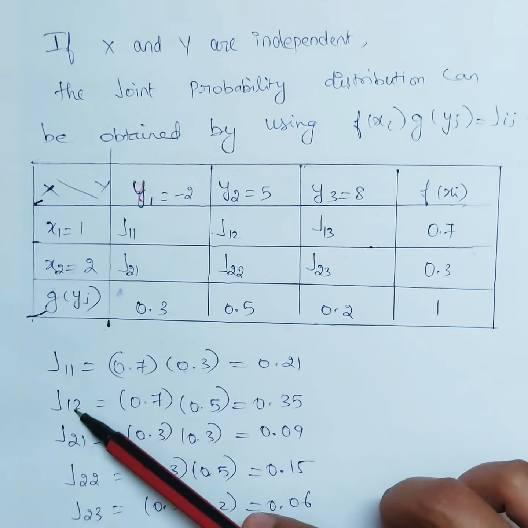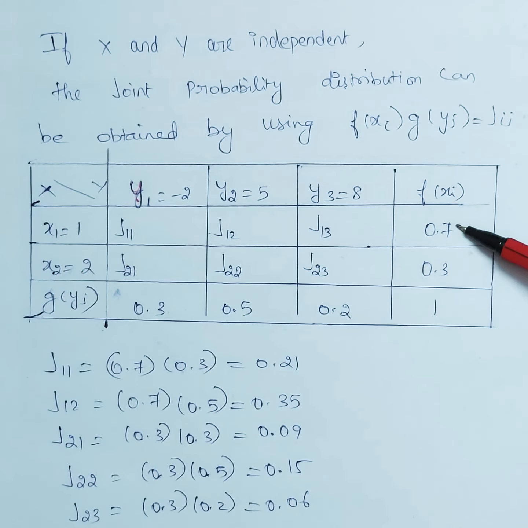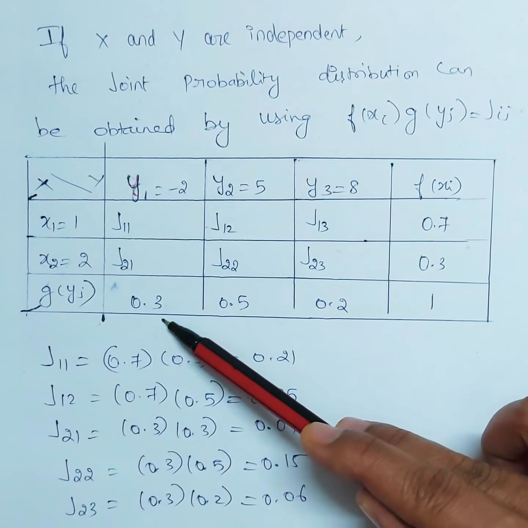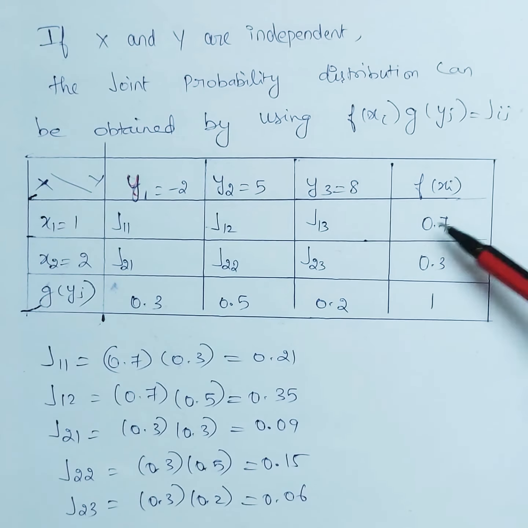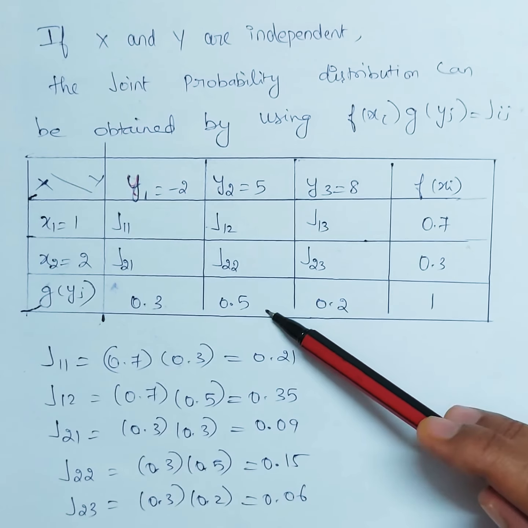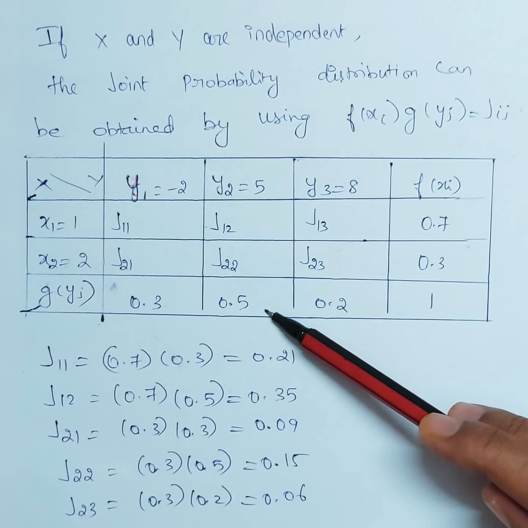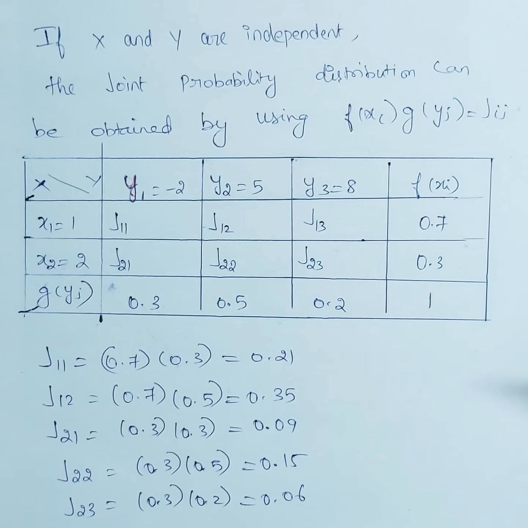Here J12, 1 is same. So 0.7 into 0.3 is the first value. 0.7 into 0.5, this is the second value. Okay.